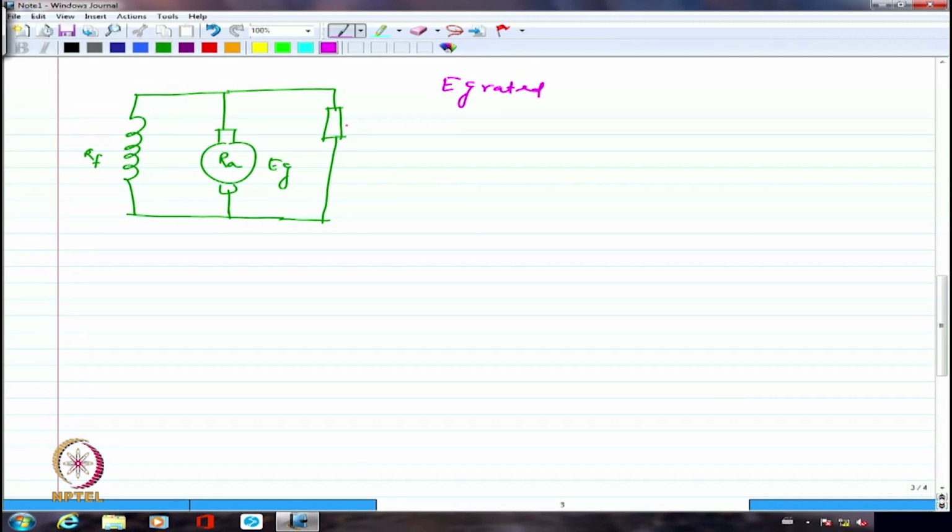Now I am going to connect the load. This may be a variable load, but let us say I am actually connecting it corresponding to a current that will be drawn, which is IL rated.